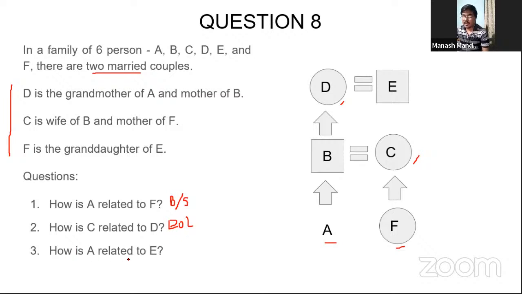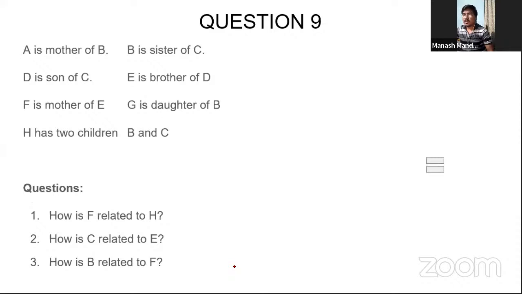The last one, how is A related to E? So this is A and this is E. So basically A is the grandson or granddaughter. It is either the grandson, because we do not have the gender, or the granddaughter. Okay, so this is how we'll be solving the next two questions also. So this is the next question. Same pattern. Please follow the same process that we followed in the last question to solve this. We have 2 minutes to solve this question. Let's start.